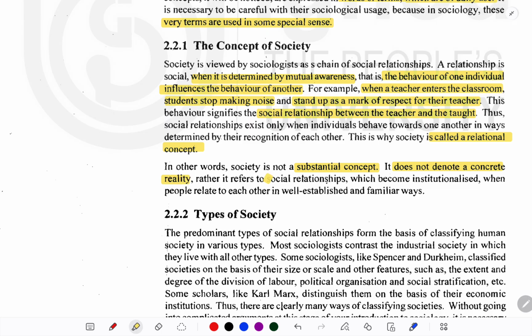Rather, it refers to social relationships which become institutionalized when people relate to each other in well established and familiar ways.